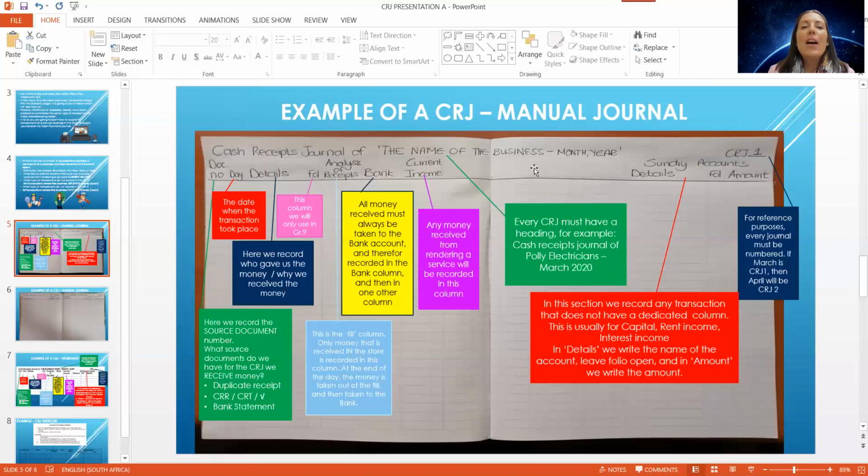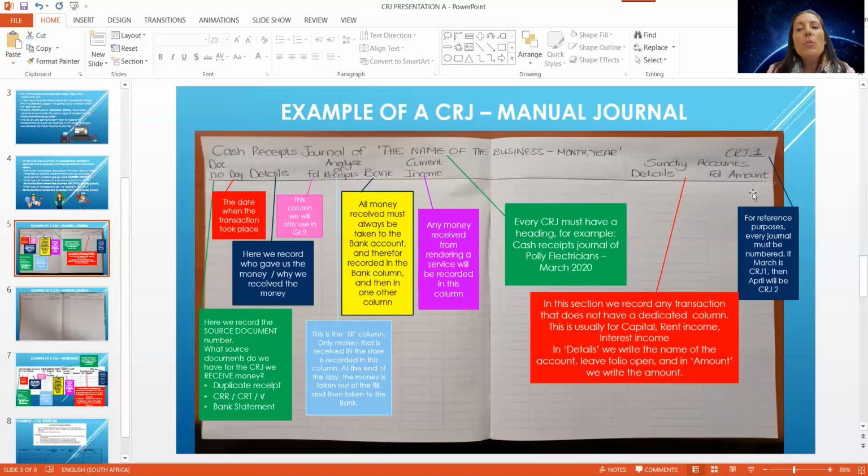For grade 8, the only other account that we have a lot of transactions for is current income, because we're a service business, we provide a service, and therefore we should hopefully receive lots of income for rendering services to our clients. So this is our current income column. Now, you'll see here at the end, we have our sundry accounts.